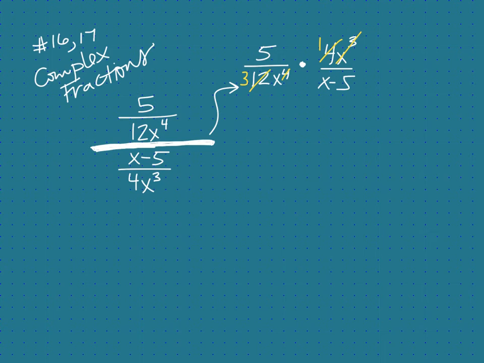All right, let's multiply across and see what we end up getting. So in our numerator, we'll have 5 times 1. In our denominator, we have 3 times x minus 5. Nothing can be simplified here, and that is our final answer.